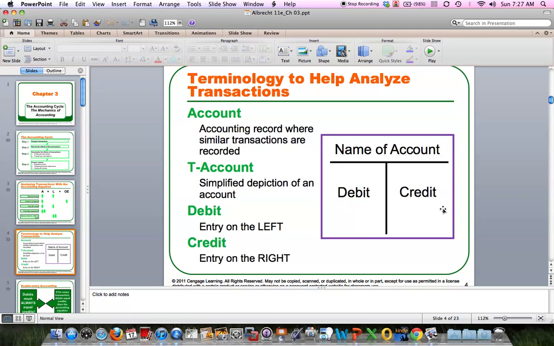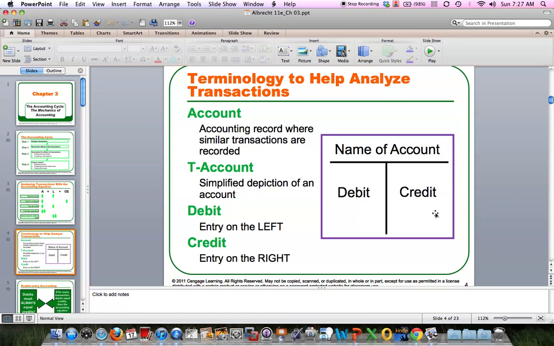Okay, so it's just a simplified depiction of an account. And think of an account as something that's tracking the changes in an account balance during an accounting period. We'd have a beginning balance, various debits and credits that happen as we record transactions throughout an accounting period. Then finally we get down to an ending balance.